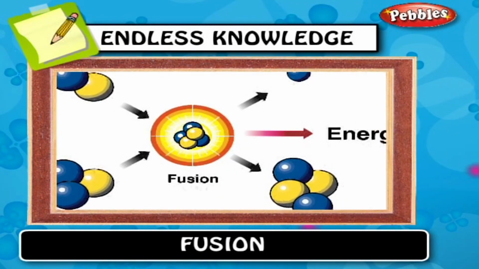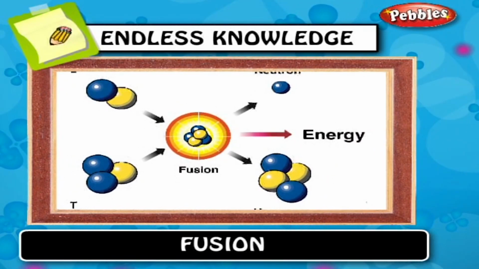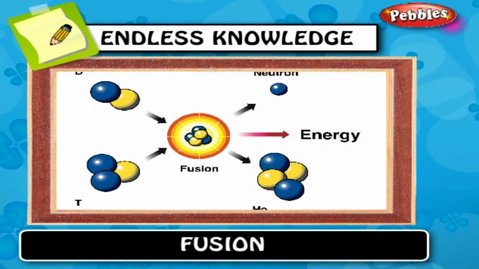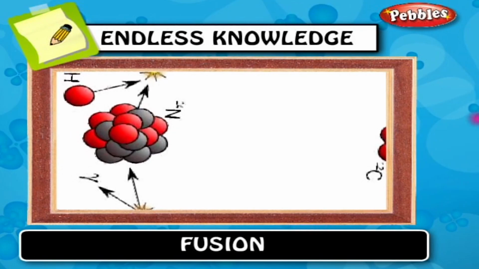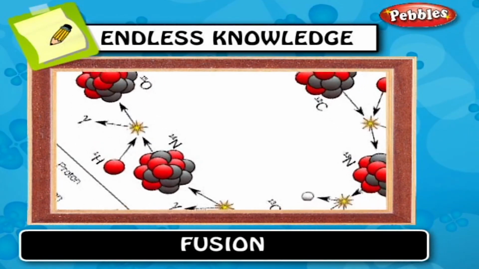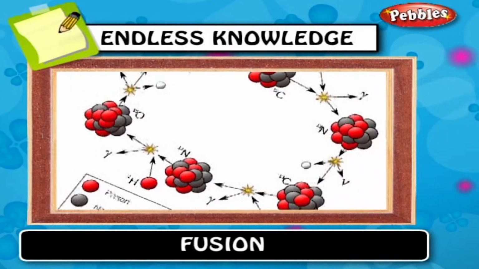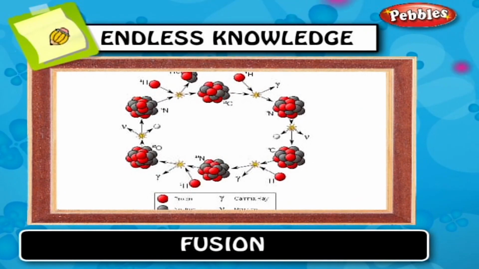Fusion. Fusion is the process that powers the sun and the stars. It is the reaction in which two atoms of hydrogen combine together or fuse to form an atom of helium. In the process, some of the mass of the hydrogen is converted into energy.